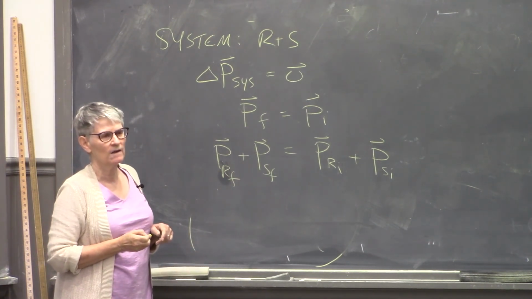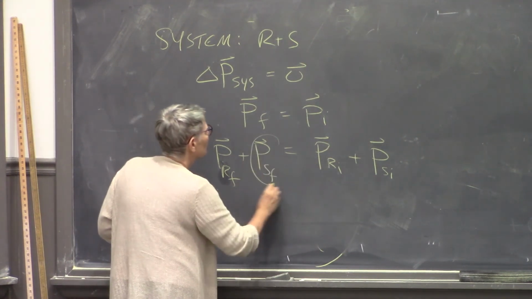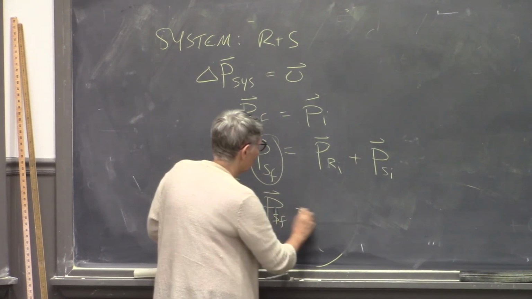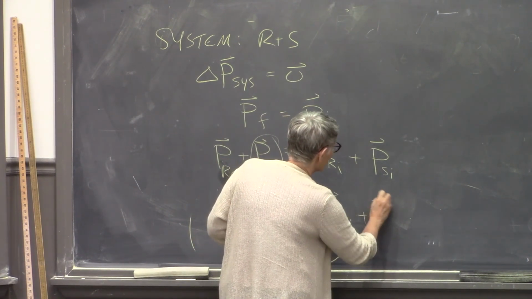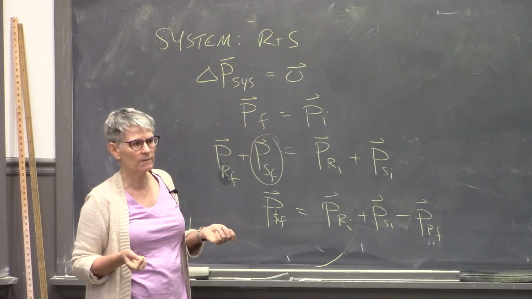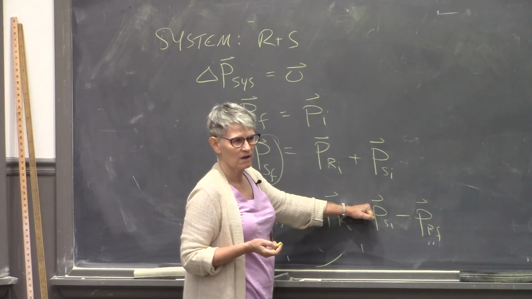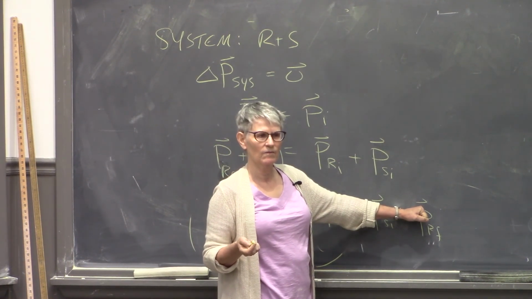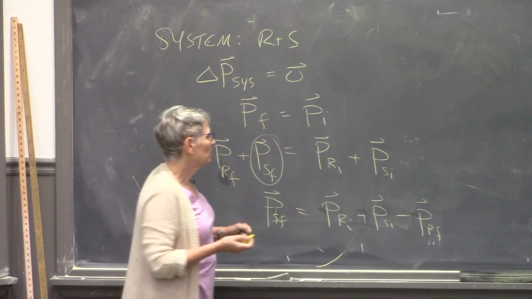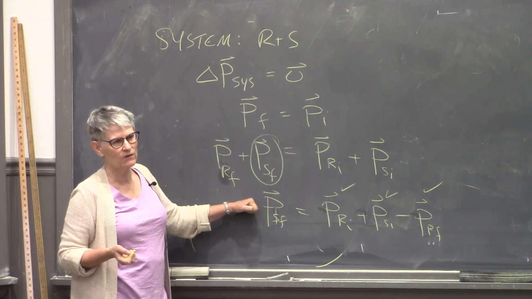Now, where's our unknown hiding? We want the velocity of the satellite, which is where? Okay, so that's where our unknown's hiding. So the final momentum of the satellite is equal to the initial momentum of the rock plus the initial momentum of the satellite minus the final momentum of the rock, right? That's how we find it, because we know this, and we know that, or we can calculate them. Yeah, mass really makes a difference. And so we can calculate this, that, and that. We get this, divide by mass to get velocity, right?